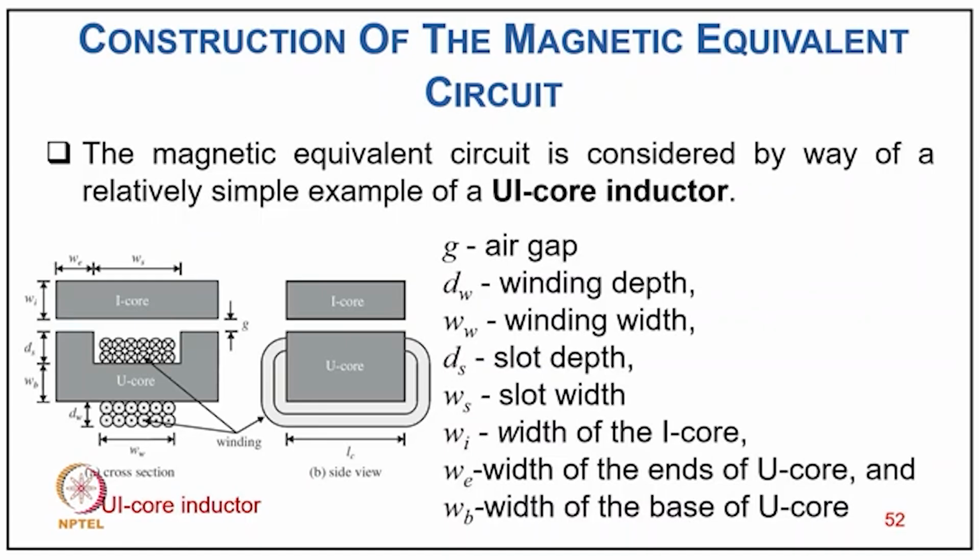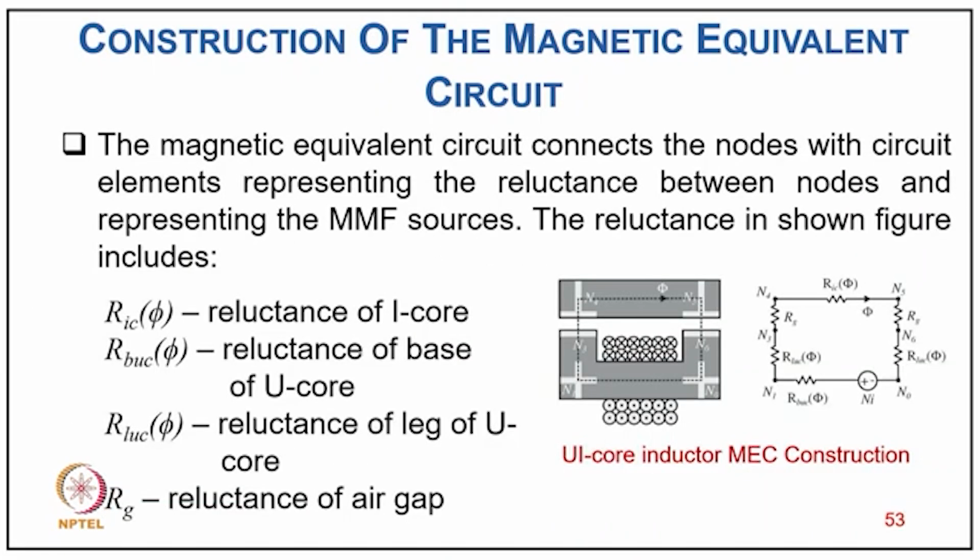Then you have winding depth, winding width, slot depth, then width of the I core, width of the end of the U core, and width of the base. So from this, of course, you can find the magnetic equivalent circuit, connecting the nodes with circuit elements representing the reluctance between the nodes and representing the MMF source, and the reluctance is shown in the figure here. Where Ri is the reluctance of the I core, RBUC is the reluctance of the base of the U core, RLUC is the reluctance of the leg of the U core, and Rg is the reluctance of the air gap.